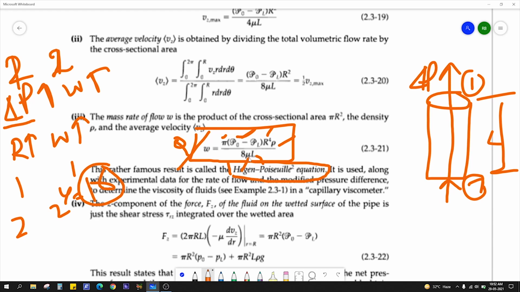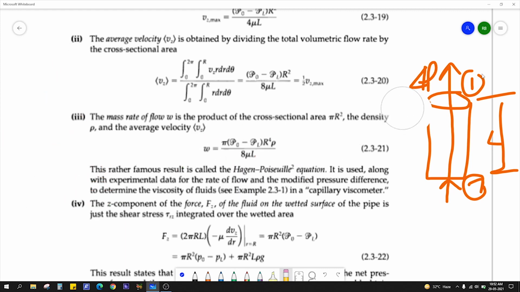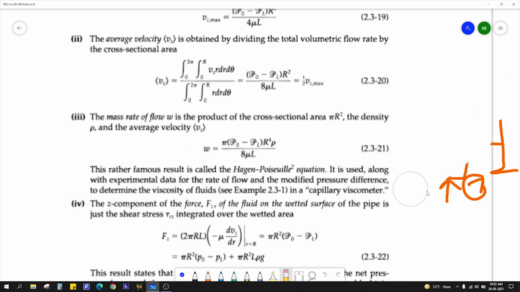And what about the viscosity? Viscosity is a property of the fluid and stays constant, so it doesn't depend on these changes. Same here, density and viscosity will not be affected by this. Now, what is the purpose of this equation? What is the importance of the Hagen-Poiseuille equation?